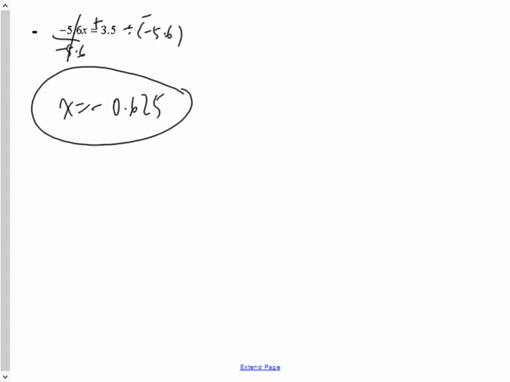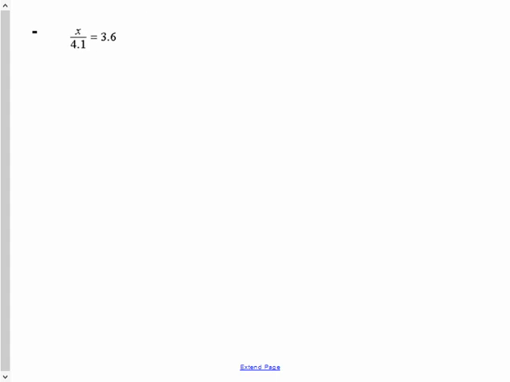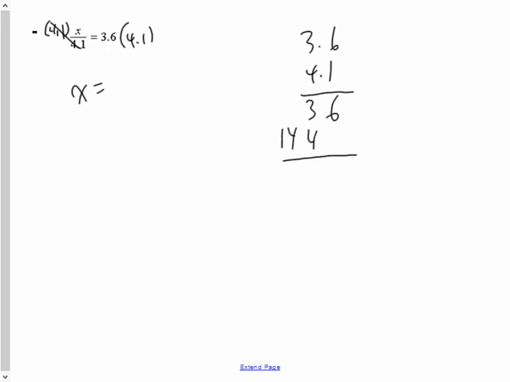Ooh, wrong way. Multiply both sides by 4.1. X will equal, let's do it on paper this time. 14.76.